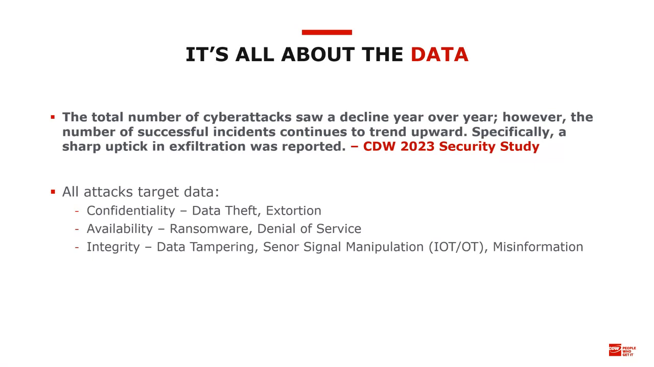Now, sometimes that data is going to be theft or extortion, so that would be an attack against confidentiality. Sometimes it's in terms of availability, so it's a denial of service. Maybe they're trying to do some encryption for ransomware. Sometimes it's focused on data tampering, signal manipulation, and what have you. But at the end of the day, the target is always going to be the data. And again, sometimes that data is going to be sensitive data on a system in terms of how things operate or execute.